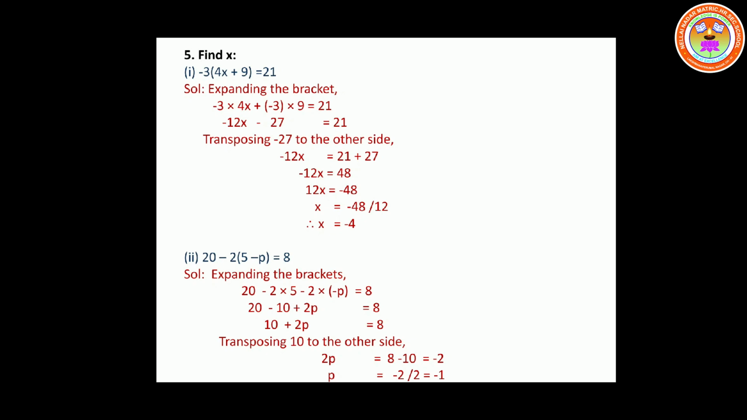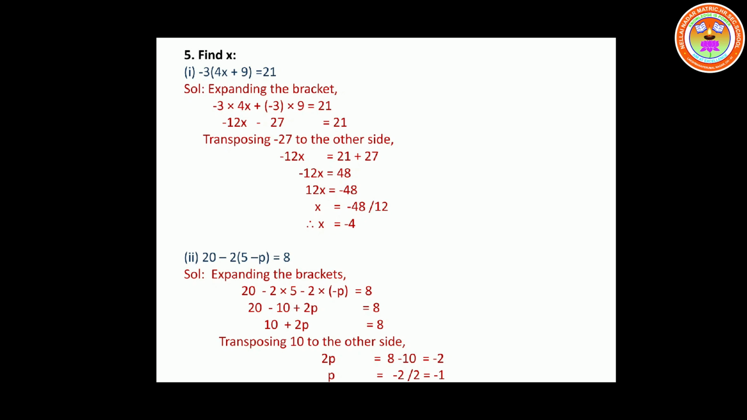So when I expand, what happens? Minus 3 into 4x plus minus 3 into 9, that is equal to 21. Now what is minus 3 and 4? It is minus 12 and x is there, so minus 12x. And here plus into minus becomes minus. 3 9s are 27, that is equal to 21.